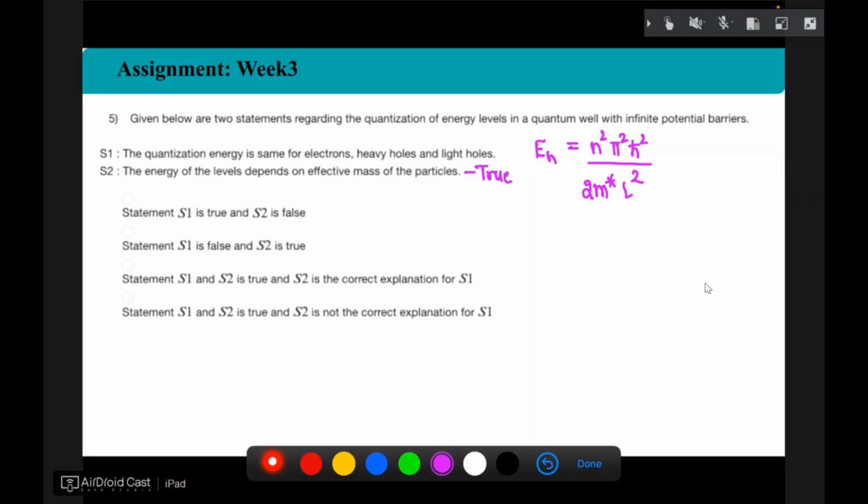So if statement 2 is correct, then what about statement 1? The quantization energy is the same? If it depends on the effective mass of the particle, and we know that the effective mass will be different for electrons, heavy holes and light holes since they have different masses, then obviously our quantum confinement energy will also be different. So statement S1 is false. The correct answer is option B: the statement S1 is false and the statement S2 is true.